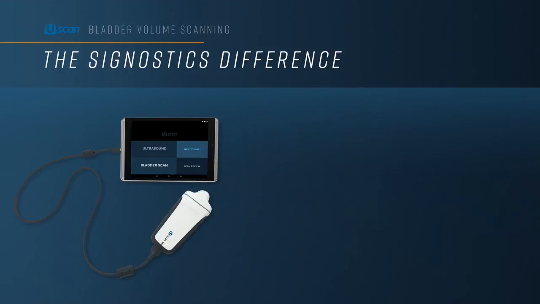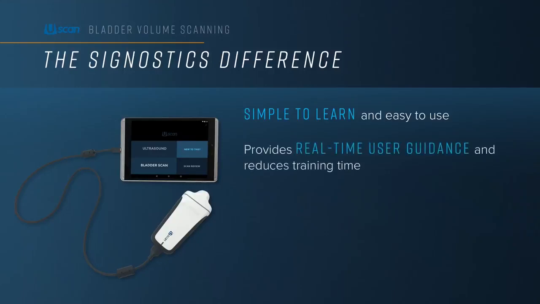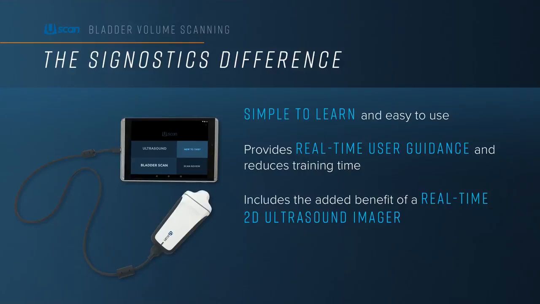The USCAN is a unique device. The product is simple to learn and easy to use. The product itself guides the user through each step, and in the case of very small fluid volumes, the USCAN also is an ultrasound imager that allows you to look directly at the bladder and verify the low volume state. With our standard 5-year warranty, USCAN becomes simply the best choice.